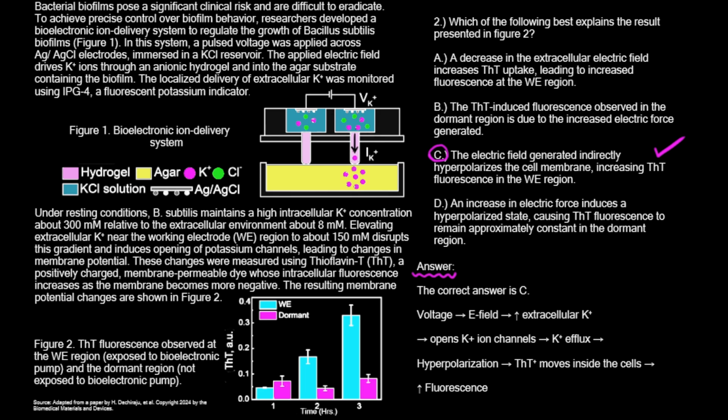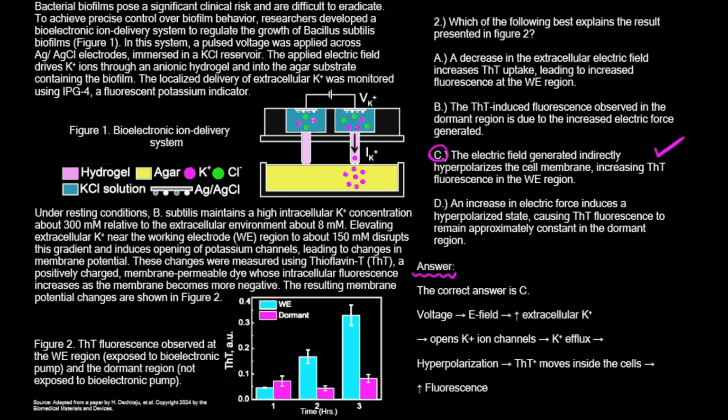The WE region is located near the bioelectronic device, where K plus ions were deposited. In contrast, the dormant region, shown in pink, does not display a significant overall change over the 3-hour time frame. Although there is a slight decrease at the 2-hour mark, followed by a little bit of increase, there is no consistent upward trend. The dormant region is located farther away from where the K plus ions were deposited. The figure itself does not explain why this trend occurs.